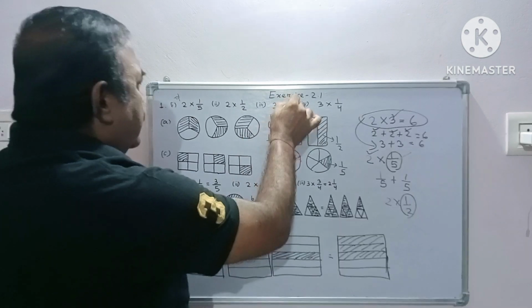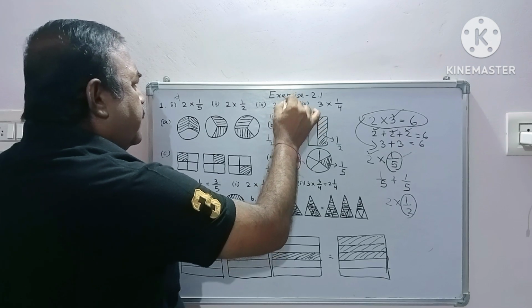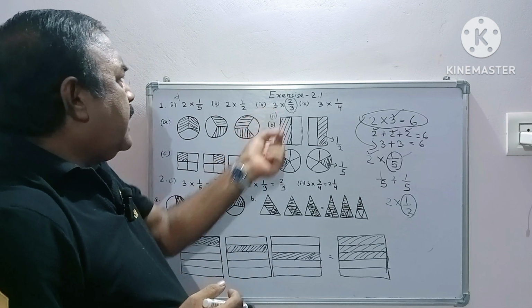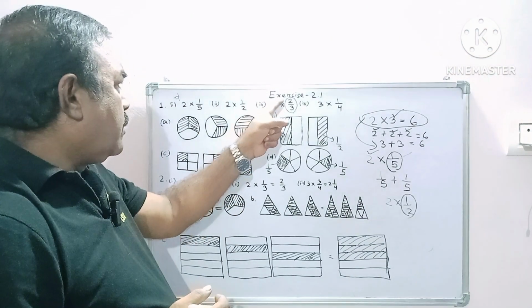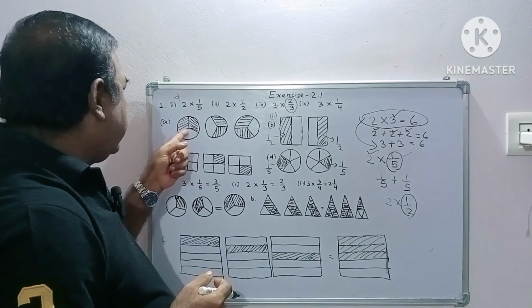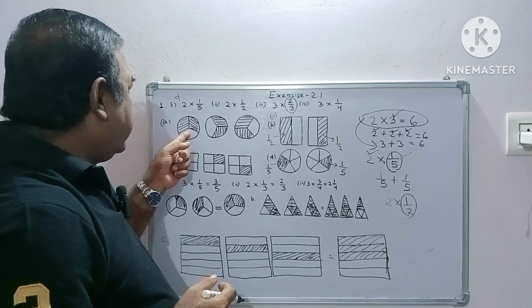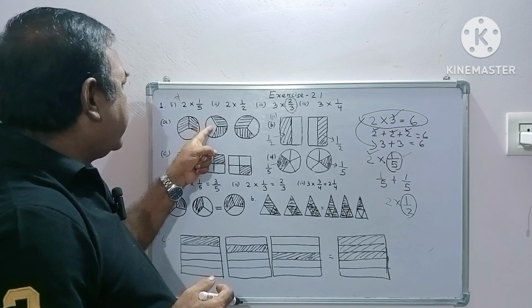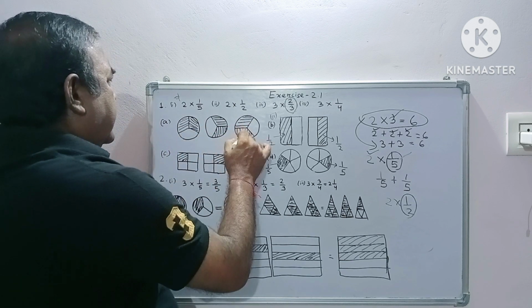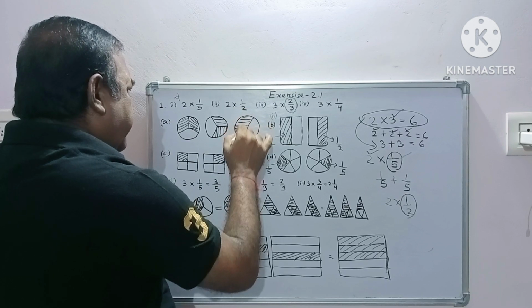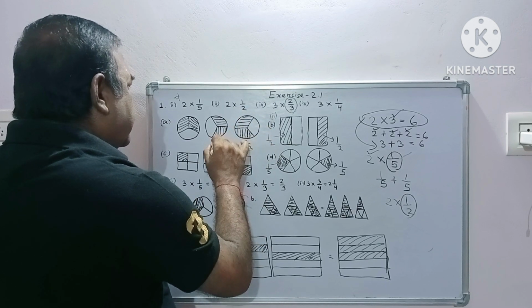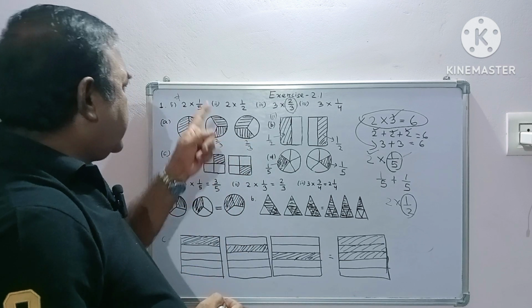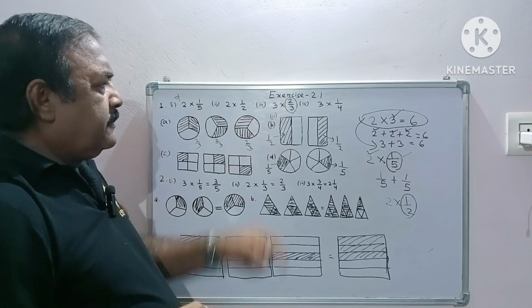And come to 3 into 2 upon 3. So where is 2 upon 3? We have to find out in which picture the complete picture is divided into 3 equal parts, and two parts have been taken. You see here, the 2 upon 3 have been shaded, and such shaded parts are present here 3 times. This is 2 upon 3, this is also 2 upon 3. So 2 upon 3 plus 2 upon 3 plus 2 upon 3, that means 3 into 2 upon 3.